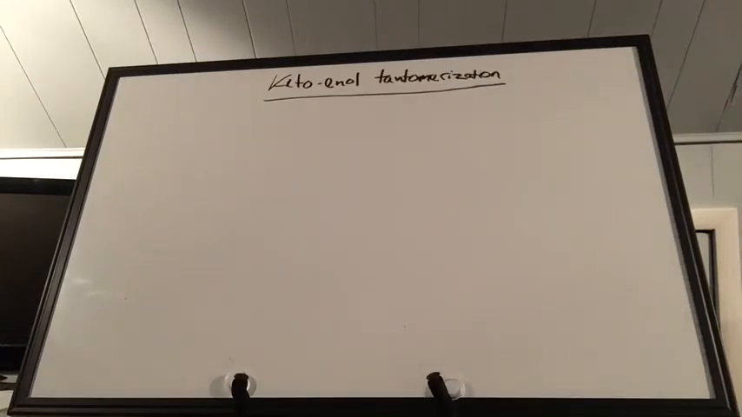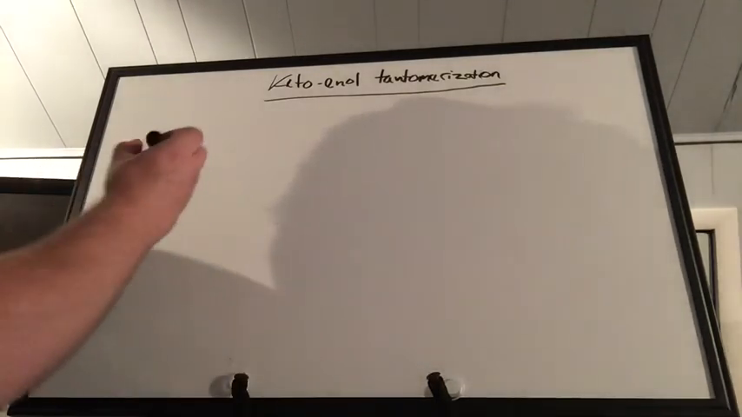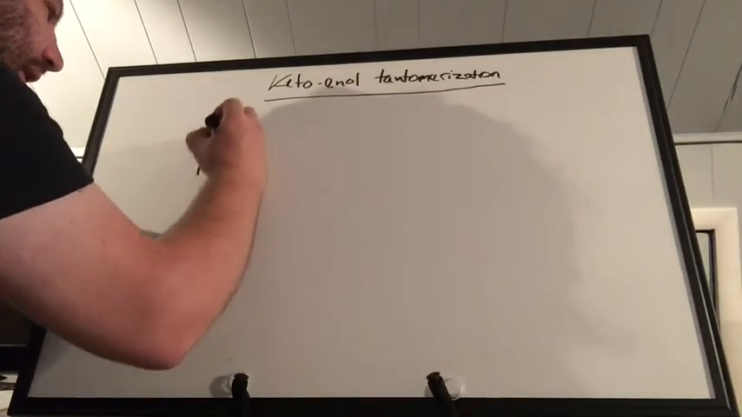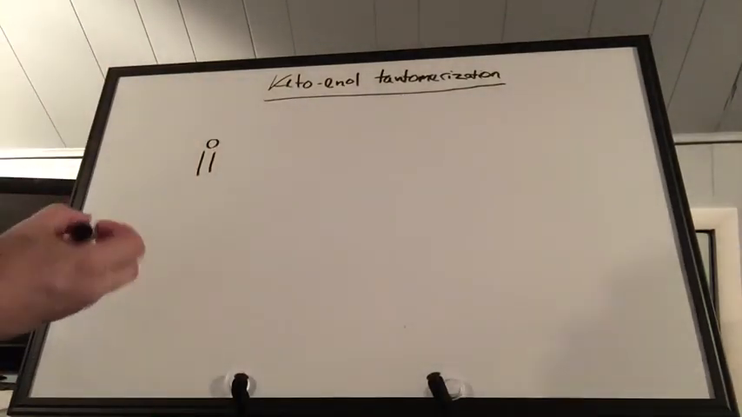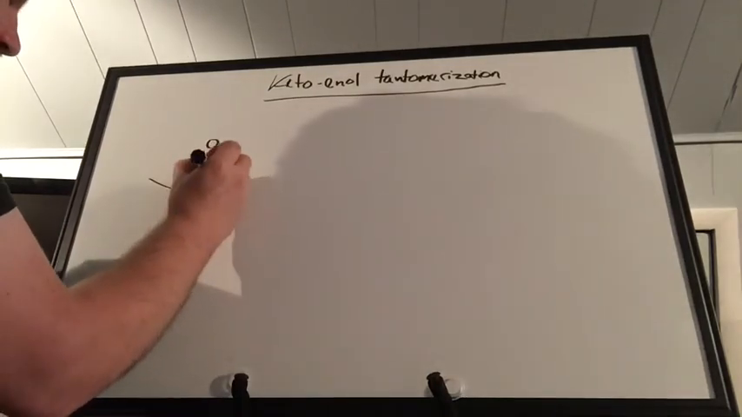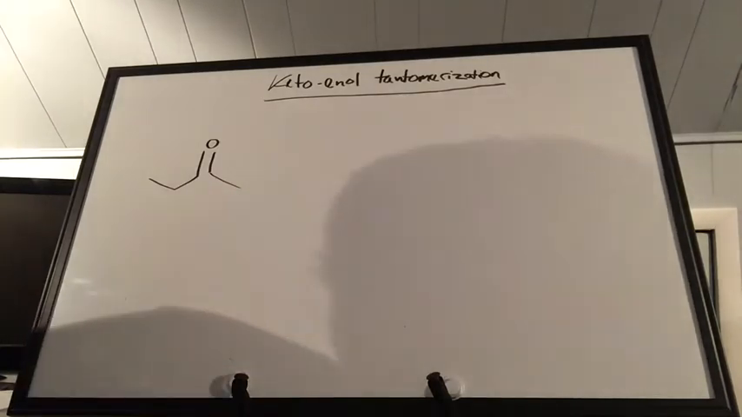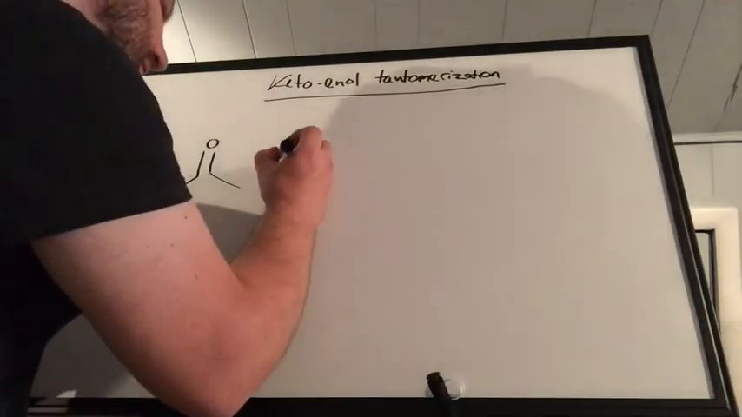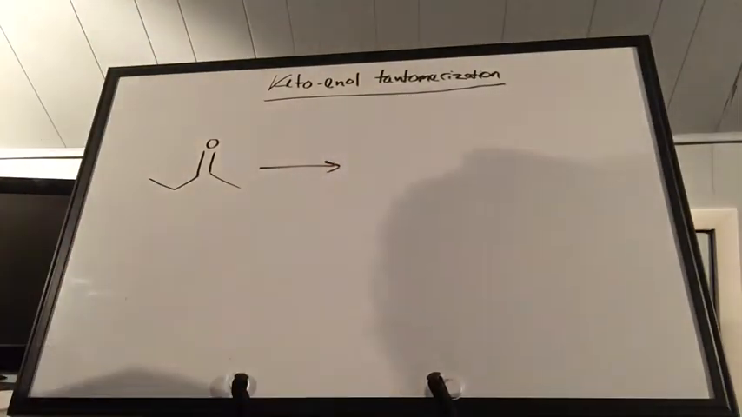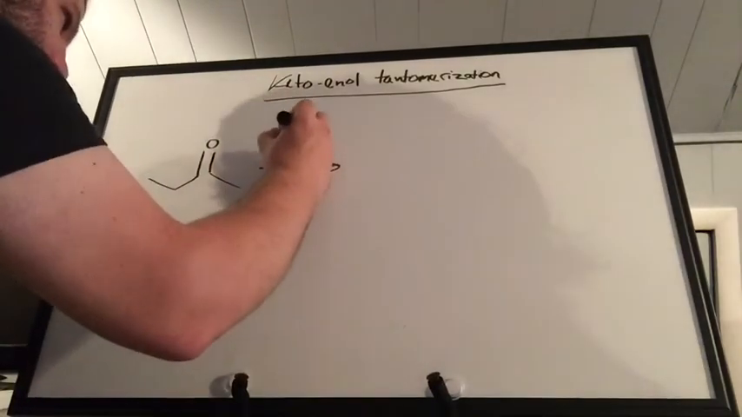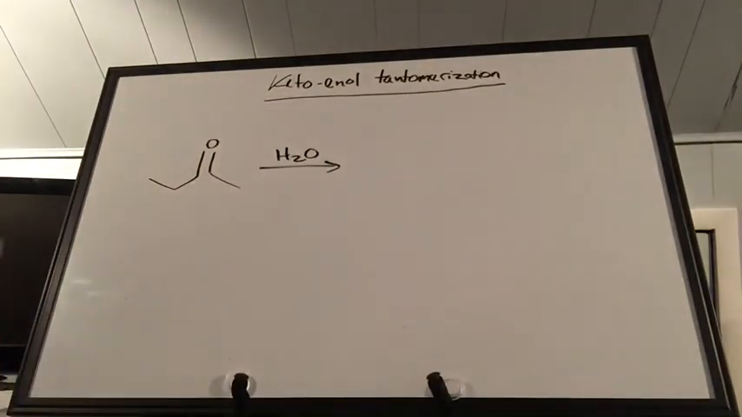Okay, so the last thing we're going to cover in this module is keto-enol tautomerism, or submodule rather. Okay, so keto form is going to be what the name suggests, a ketone, right? So let's say we just have 2-butanone, or butan-2-one, whatever. Okay, we have this in the presence of water. Okay, so some kind of protic solvent is going to be here.